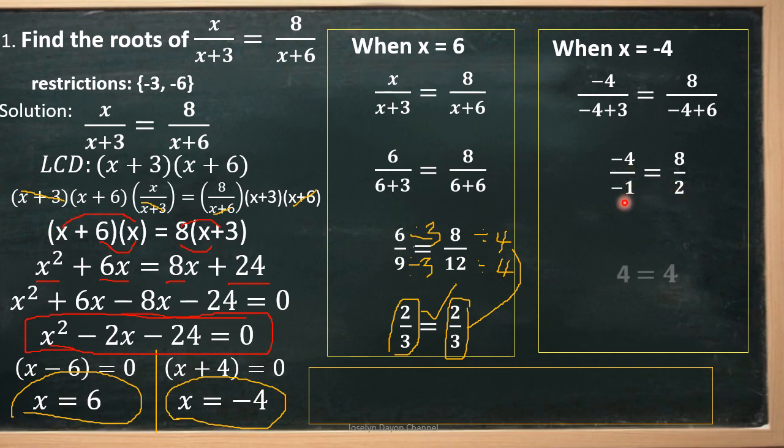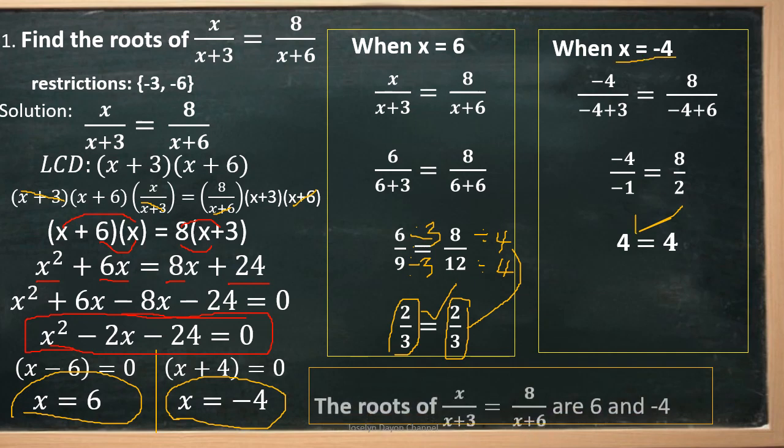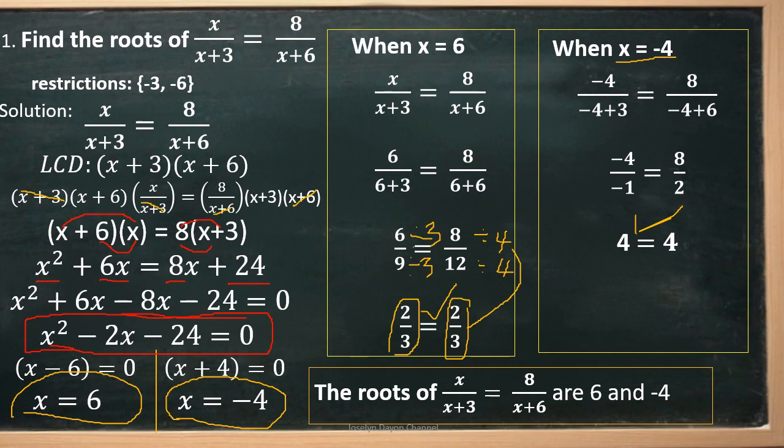Negative 4 divided by negative 1, the answer is 4. And of course, 8 divided by 2, the answer is 4. If you have observed, we have also a true equation when x is equal to negative 4. Therefore, we can conclude that the roots of x over x plus 3 equals 8 over x plus 6 are 6 and negative 4.